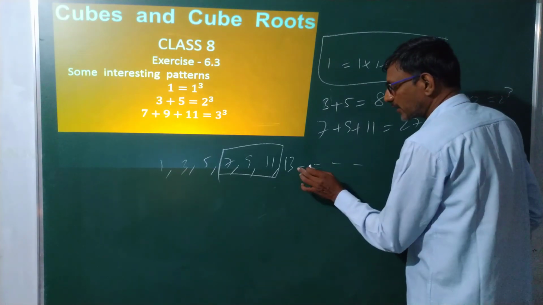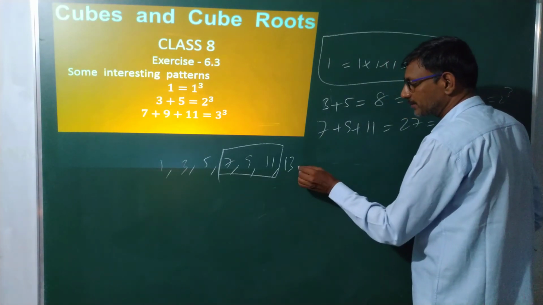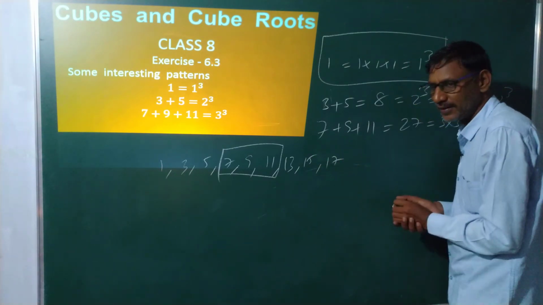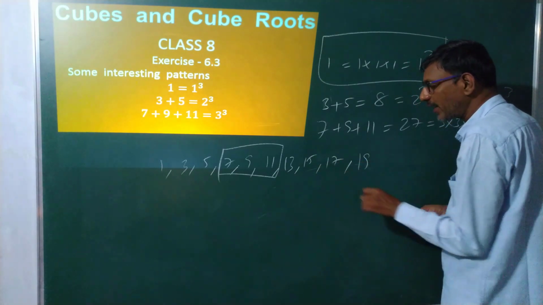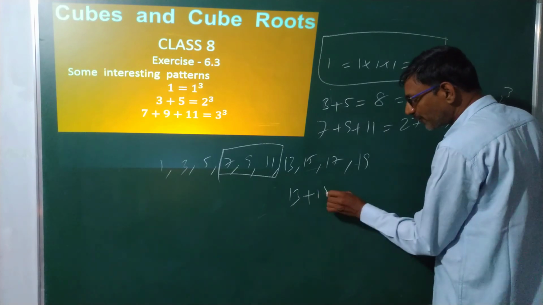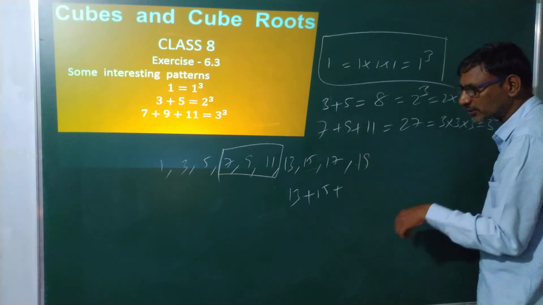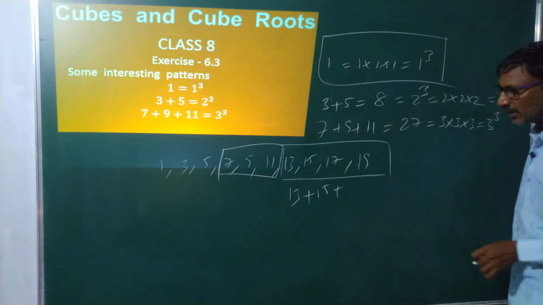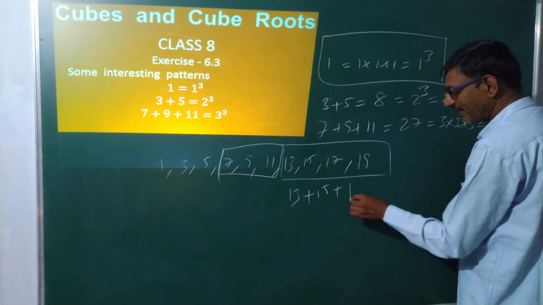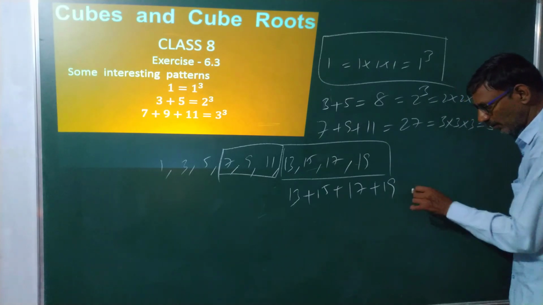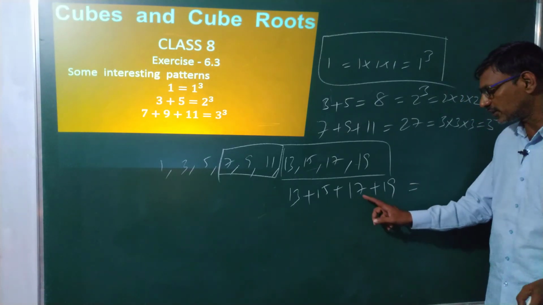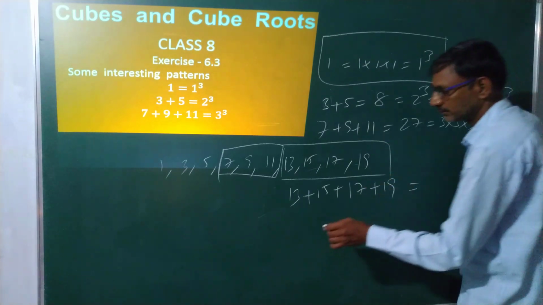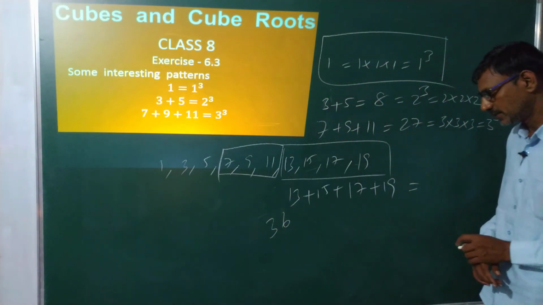It is coming from the natural numbers. Suppose we take 13, after that 15, after 17, after 19. Okay? 13 plus 15, and I am going to the next pattern. After that, 17 plus 19. I would like to add this plus this. Here adding, we get 36.